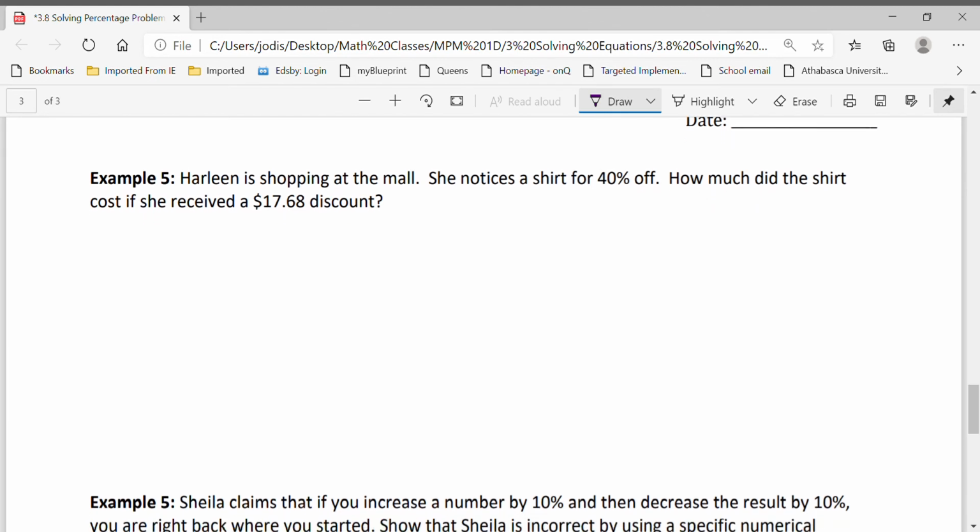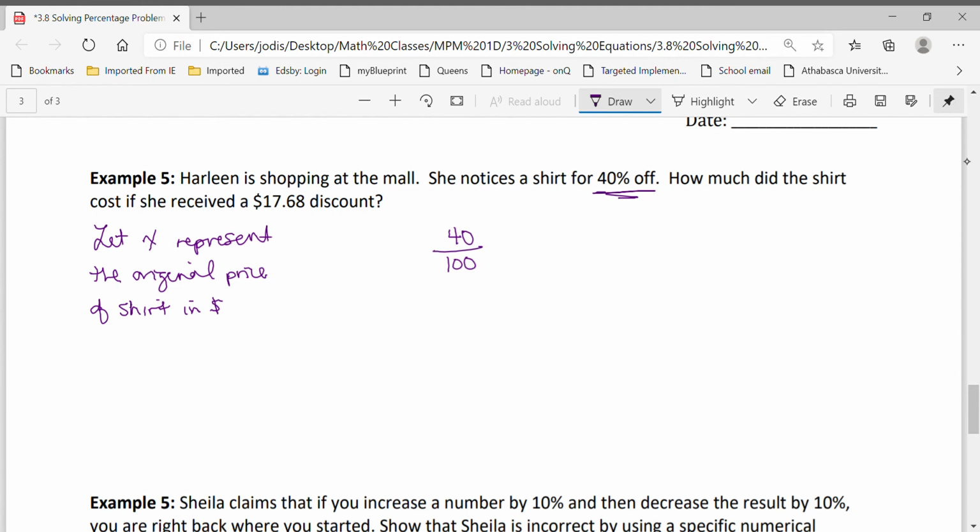So Harleen is shopping at the mall. She notices a shirt for 40% off. How much did the shirt cost if she received a $17.68 discount? Okay, so we're going to let X represent the original price of the shirt in dollars. Okay, so we know that she got 40% off, right?